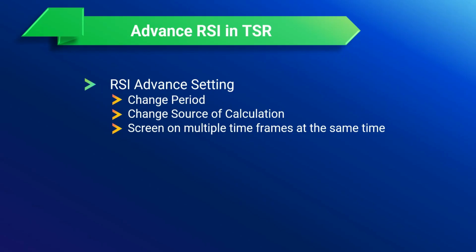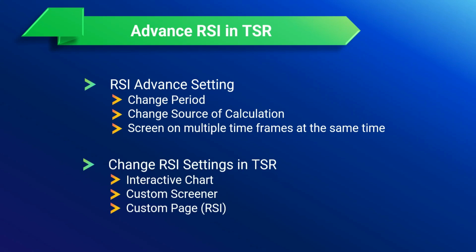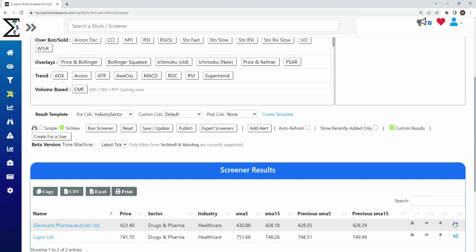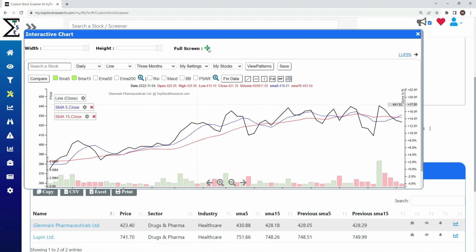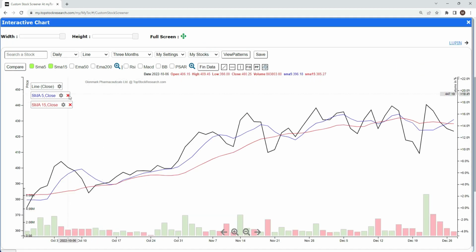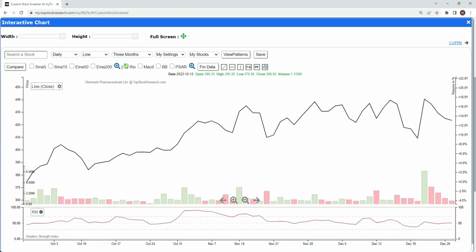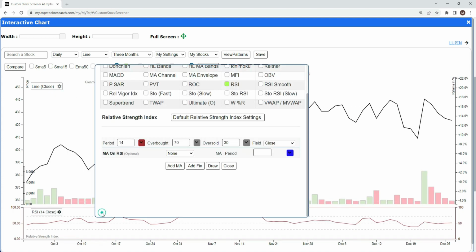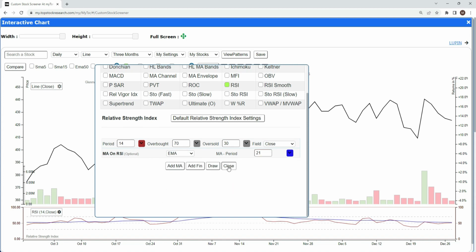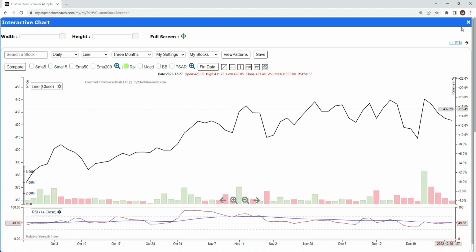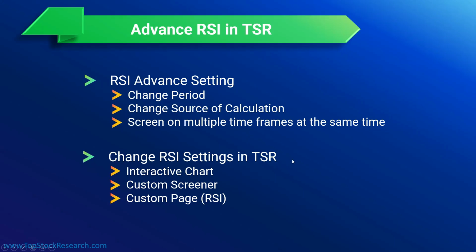Okay. Similarly, the settings that we have discussed, the same kind of settings are also possible over here. So you go to RSI, and when you go to the settings, you have those options available here. So 14, 70, 30, these things, EMA, SMA. Moving average, any moving average that you can choose. For example, maybe 21 EMA, so 21 gets drawn here. So there's a lot of customizability here in TSR, which you can clearly use.